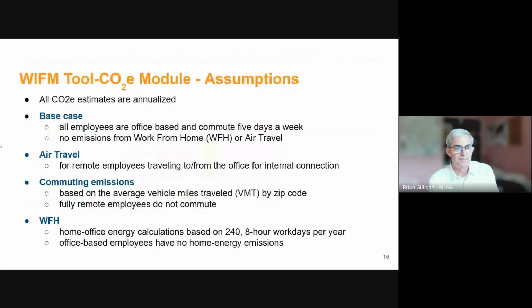The next slide. A couple of assumptions that the WIFM CO2 calculator makes. One is that we're looking at this on an annualized basis. Again, this is a kind of rough order of magnitude calculation that we're making. So we're saying, if you make a change to your commuting pattern, say, or to the amount of office space that you have, and you kept that constant for a year, what would be the change in emissions?